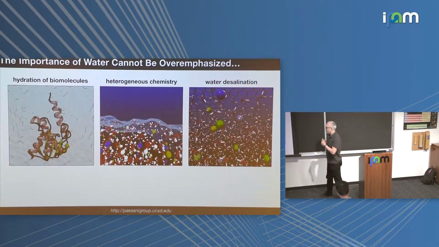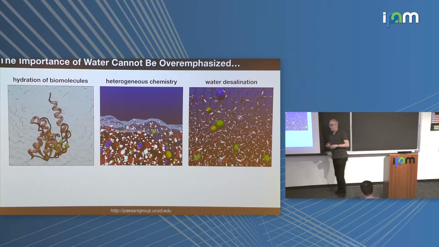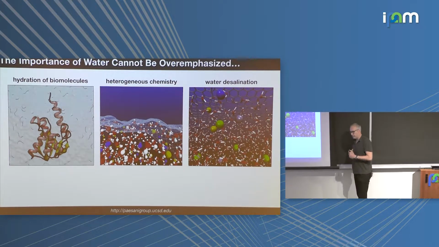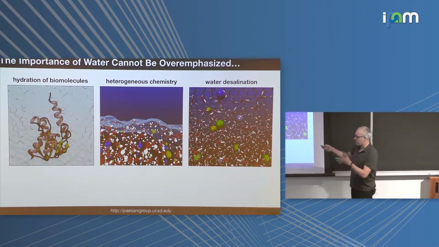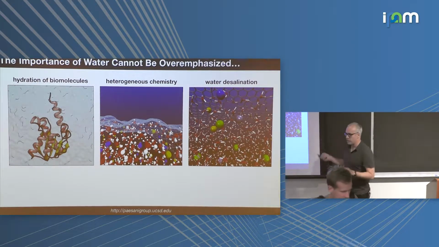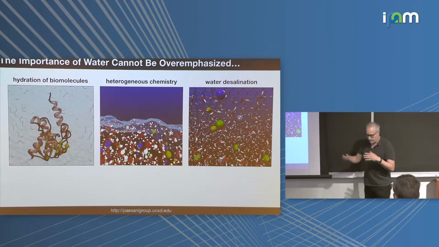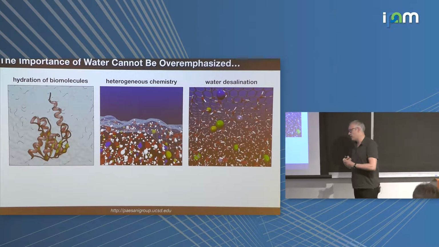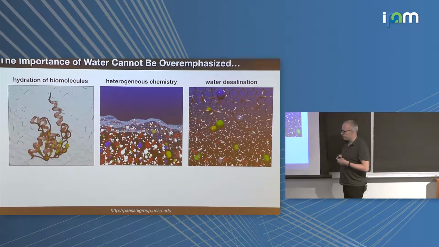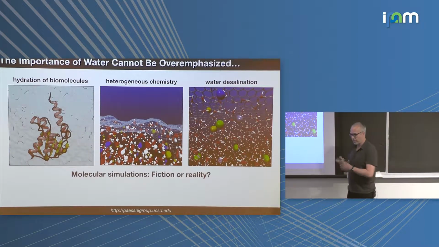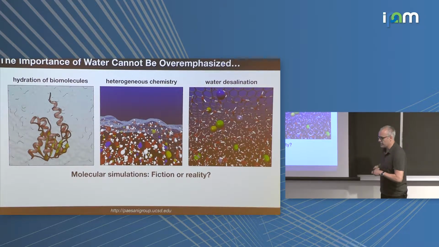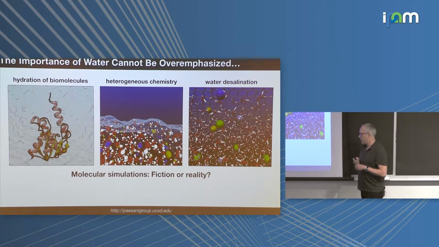Okay, so now, if you read any papers about water, the introduction probably starts with something like this. The importance of water cannot be overemphasized, and there are many different examples from hydration of biomolecules, heterogeneous chemistry, water-air interfaces, to desalination, and things like that. And of course, we are very happy to make these beautiful pictures, but then the question is always, are these pictures meaningful in the sense that they are a good representation of reality, or are they just fiction? And water is a good example.